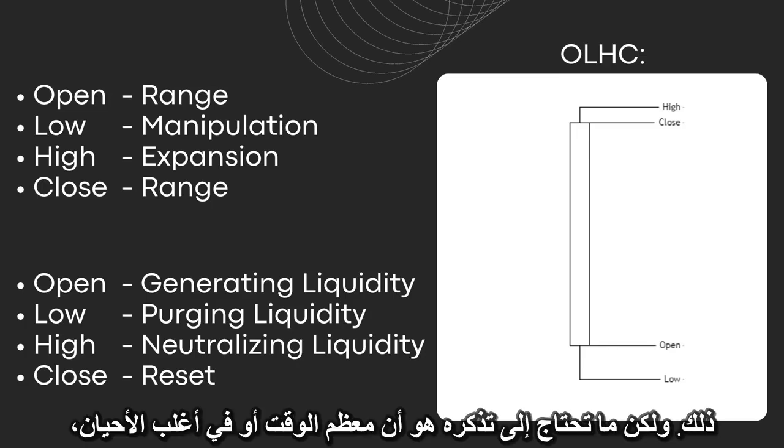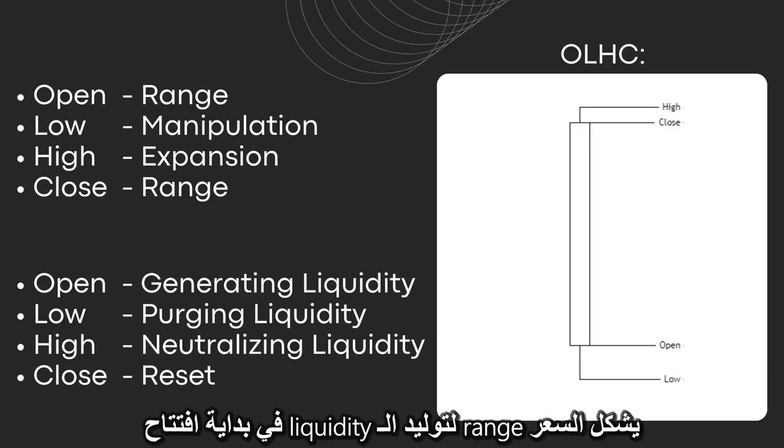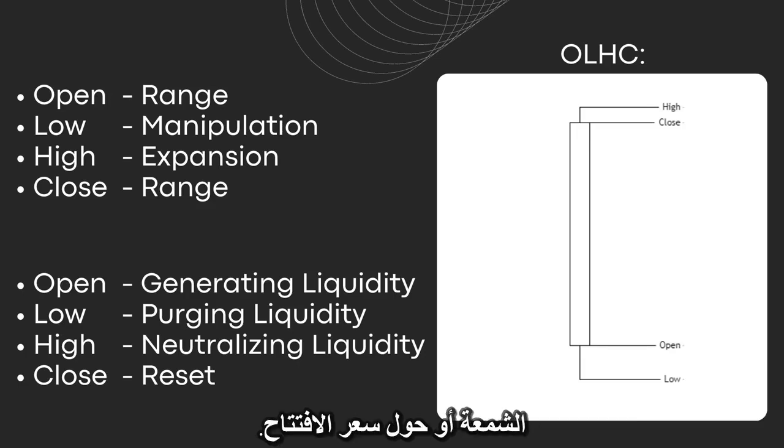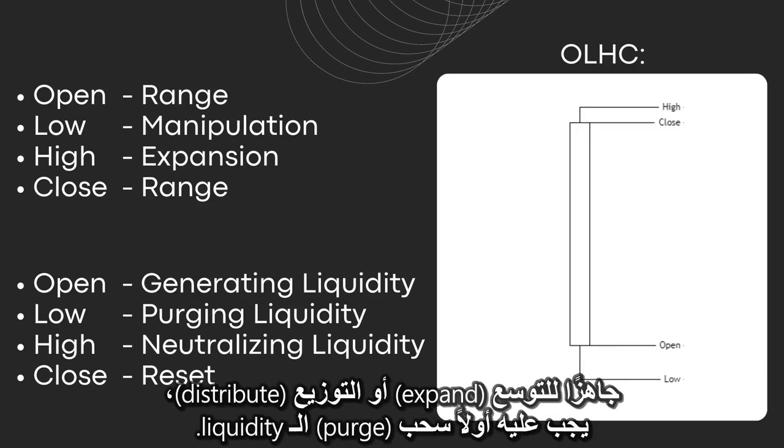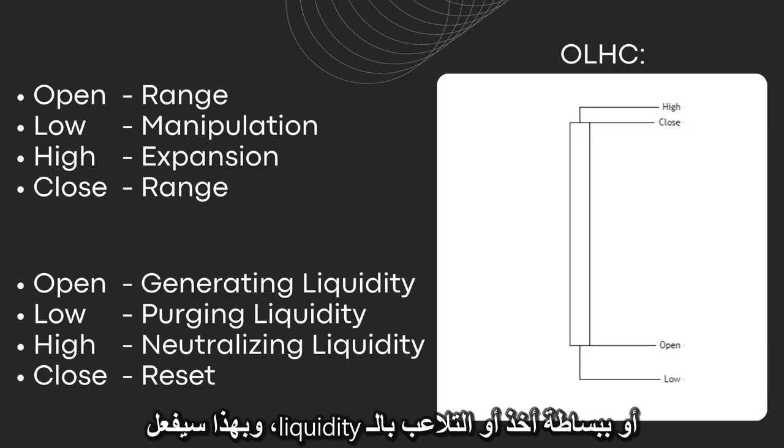But what you need to remember is that most of the time, or more often than not, price forms a range to generate liquidity at the start of the opening of the candle or right around the opening price, right? Now, when we've generated enough liquidity for the market makers and it's ready to expand or distribute, first of all, it has to purge the liquidity, right? Or simply take out or manipulate the liquidity.